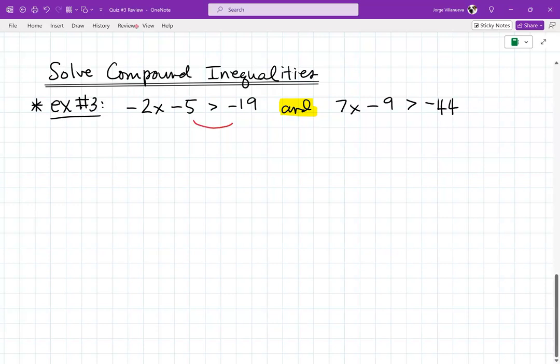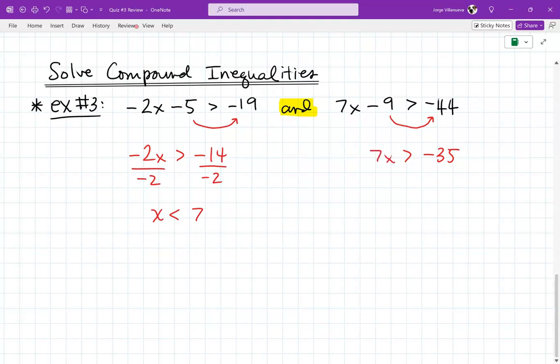So let's move this negative 5 over. All right, so that's going to give me a negative 2x greater than. If I add negative 5, I'm going to get a negative 14. Okay? And then if I divide both sides by negative 2, do I have to flip the symbol here? Yeah, so it's going to become a less than 7. So there's one answer, x less than 7. Now, let's do the other side. I'm going to add the 9 over to the negative 44. Okay? When I add the 9 over to negative 44, that becomes a negative 35.